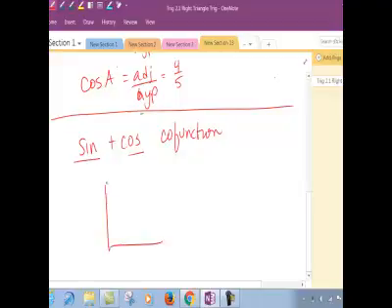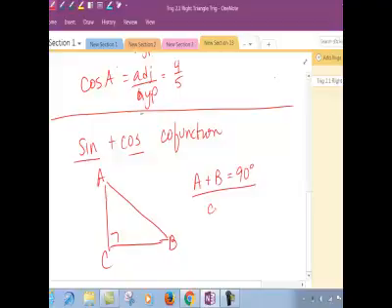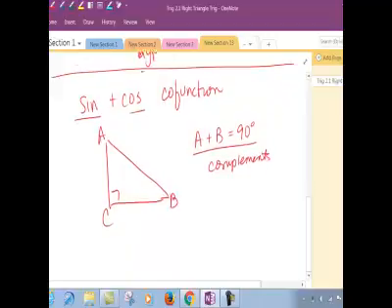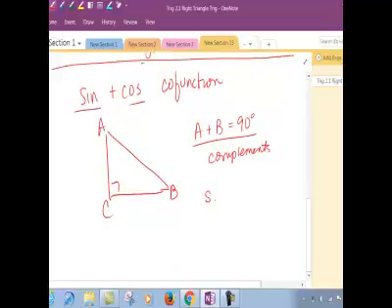Let me go ahead and set up a right triangle and call these angles A and B. And I hope it's pretty easy for you to understand that A and B, when added together, make 90 degrees. All right? We have a fancy name for that. They are complements. You remember that. And so the deal with the sine and cosine is that the sine of A, let me write that, sine of A is the same as the cosine of B.